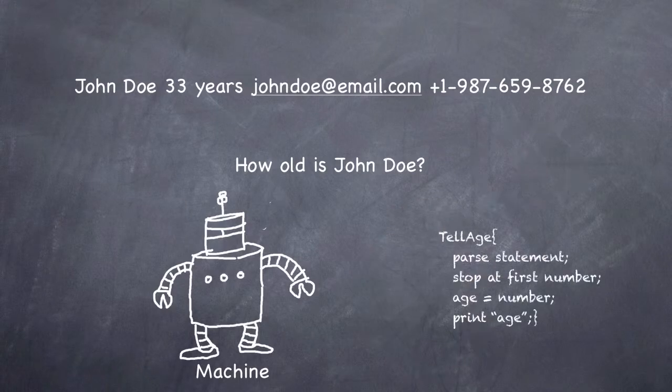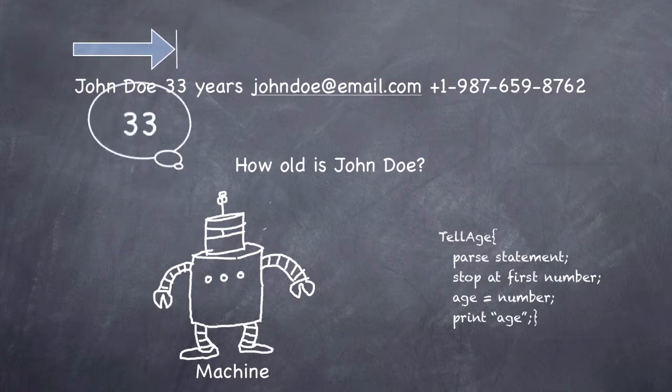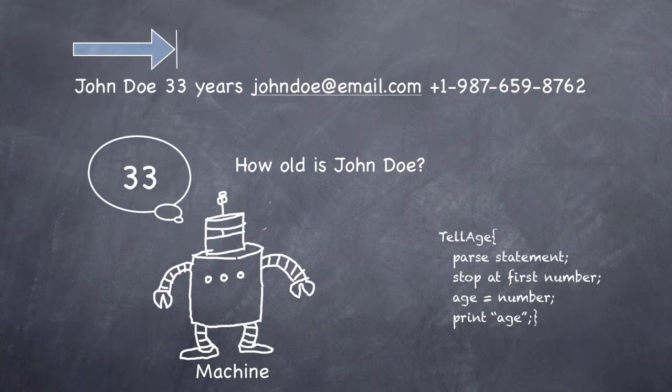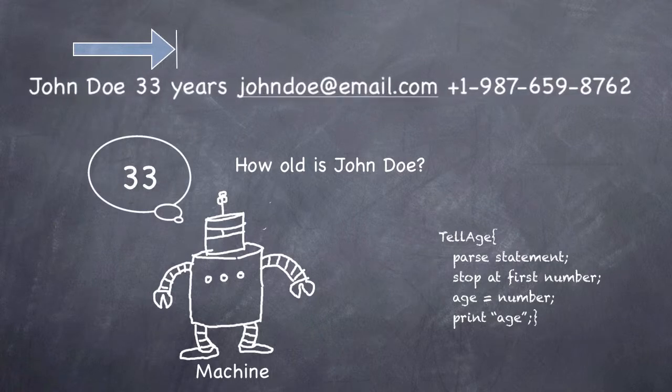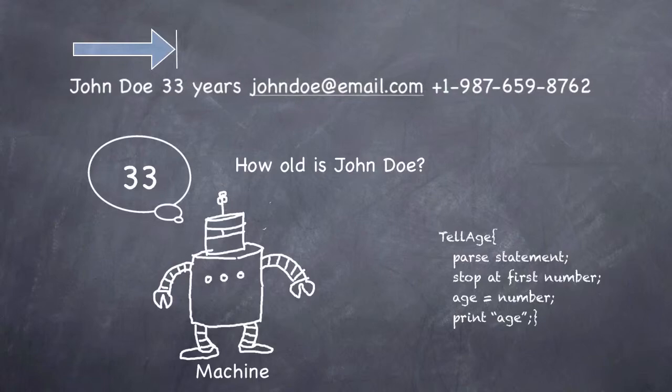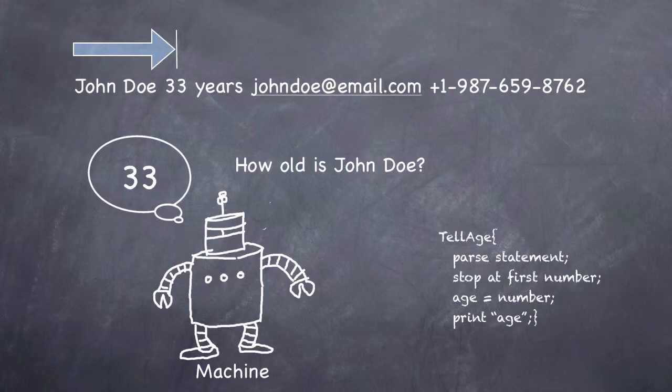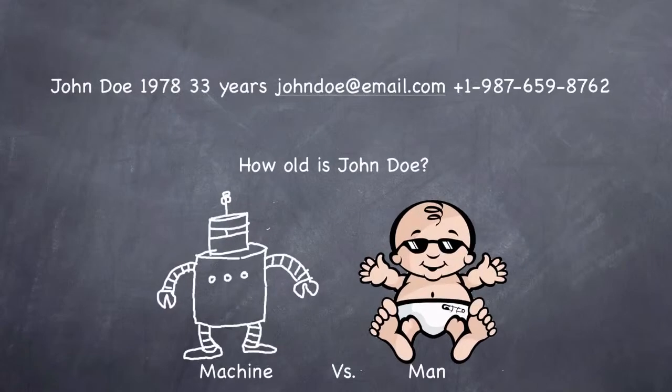To help the machine, I now write a program that asks the machine to stop at first occurrence of a number in the sentence and print that number as age. Great. As long as I enter data in the given format, the machine will be able to accurately tell the age. But what if I modify the text a little?